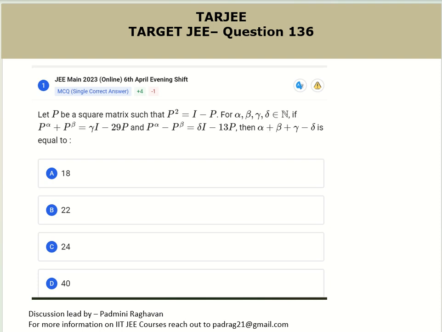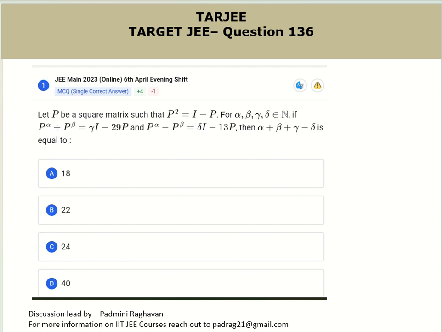Let P be a square matrix. P square is equal to I minus P. Alpha, beta, gamma, delta are natural numbers. We are given relations: P power alpha plus P power beta is equal to gamma I minus 29P, and P power alpha minus P power beta is equal to delta I minus 13P. We need to find the value of alpha plus beta plus gamma minus delta. Options are 18, 22, 24, 40.